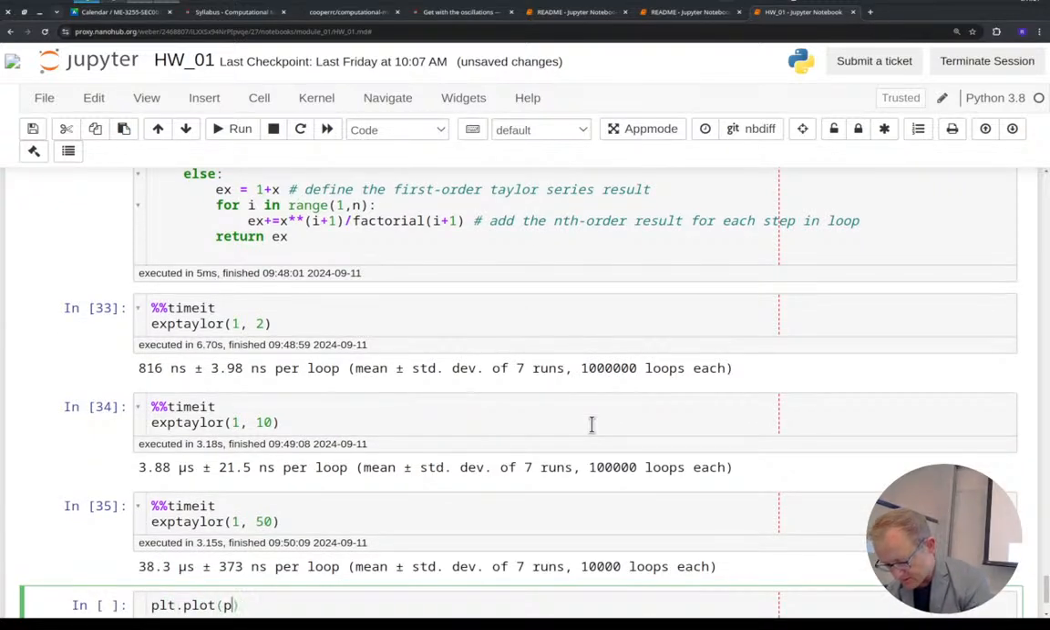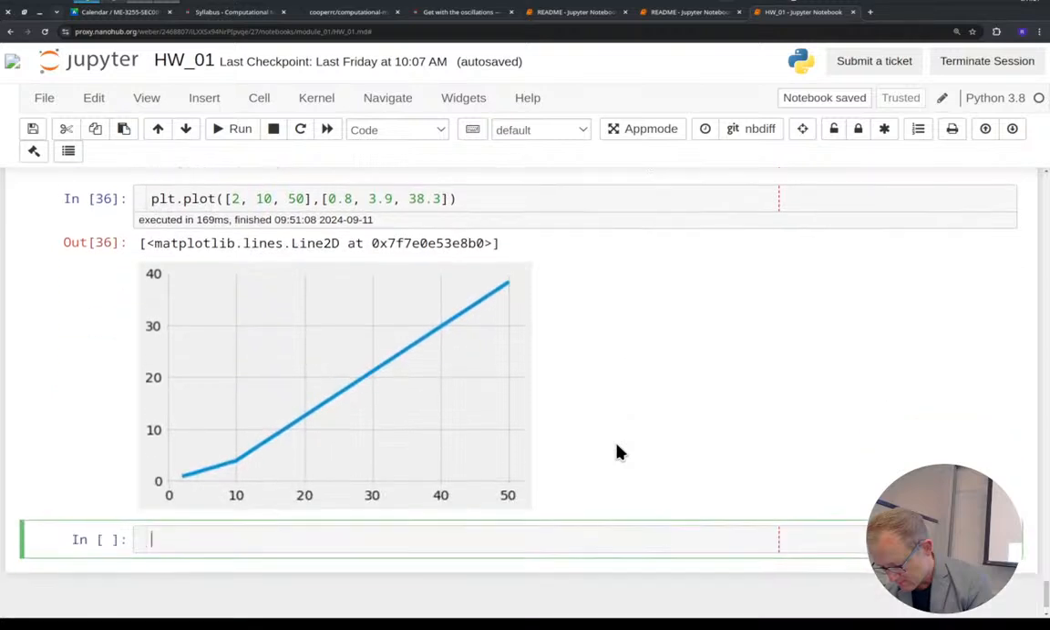So let's just see what those look like. 0.8, 3.9, and 38.3. Oh yeah, that's my y-axis, and my x-axis is 2, 10, 50. Yeah, we can see if I extrapolated 2 to 10, then it'd be a little lower, but it took a little longer because I was going from 10 to 50.